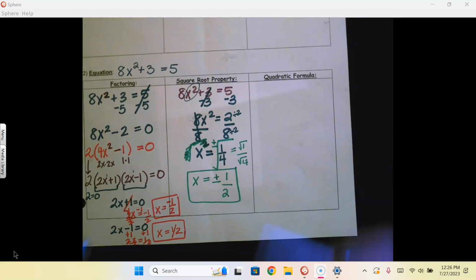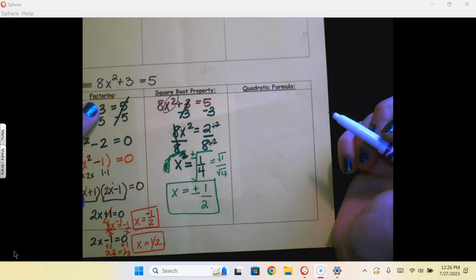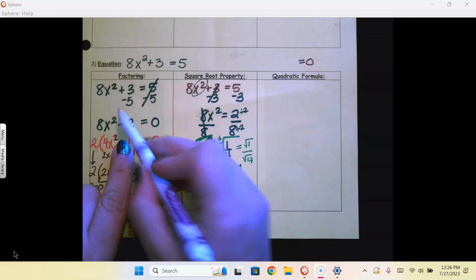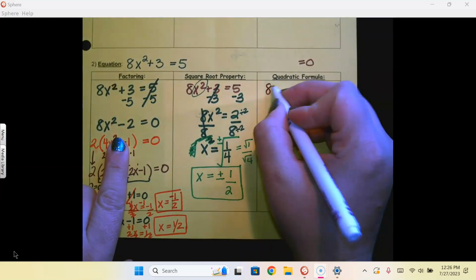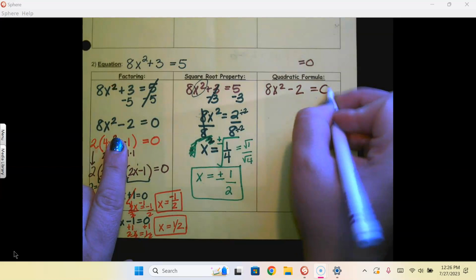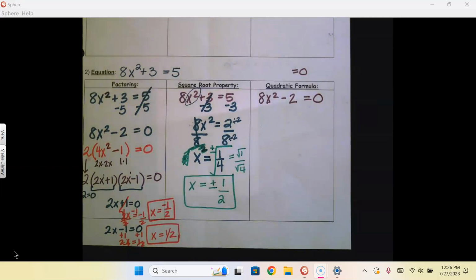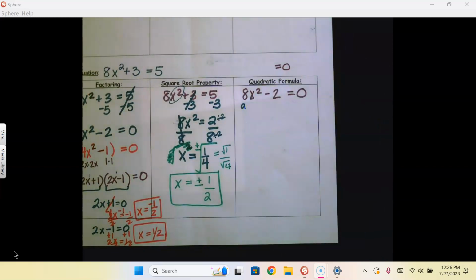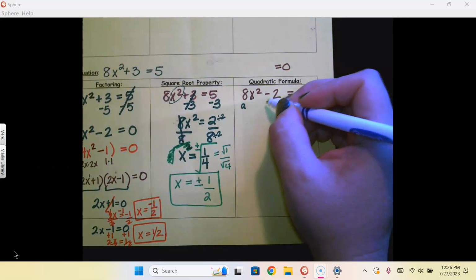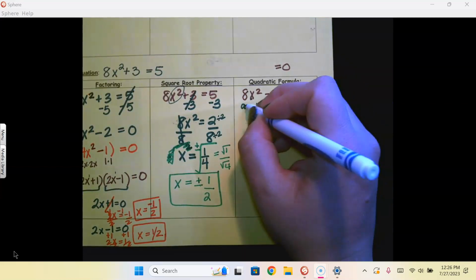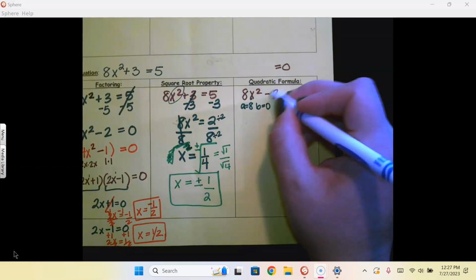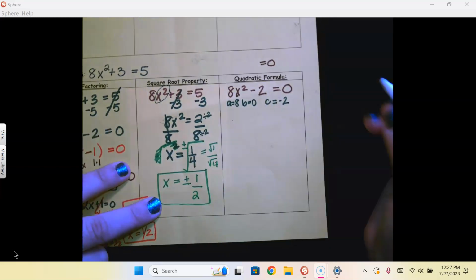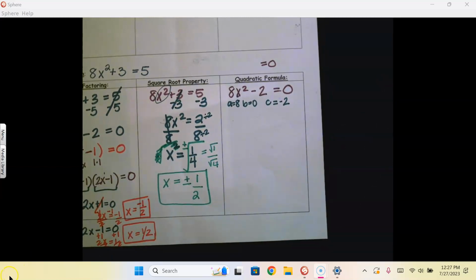Okay, and then lastly, let's go ahead and try it with the quadratic formula. So the quadratic formula, it has to equal 0. So since we already did that work over here, I'm going to take the 8x squared minus 2 equals 0. So it has to equal 0. And then once it equals 0, you can identify A is the number in front of x squared. B, there is no x term. So B is going to be 0. And C is the one without any variables, so -2. Okay, then we're going to go ahead and plug it into our quadratic formula.